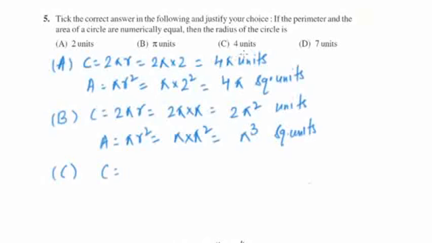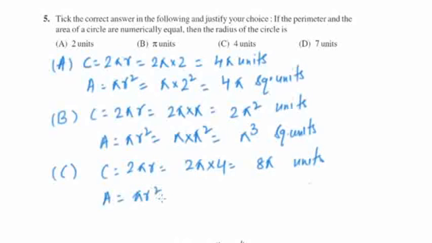Now let's take the radius as 4 units. So it will be 2 pi r, which is same as 2 pi multiplied by 4, which is same as 8 pi units. Now let's find the area, that is basically pi r square, which is same as pi into 4 square, which is same as 16 pi square units. So as we can see that numerically they are different, 8 pi and 16 pi.